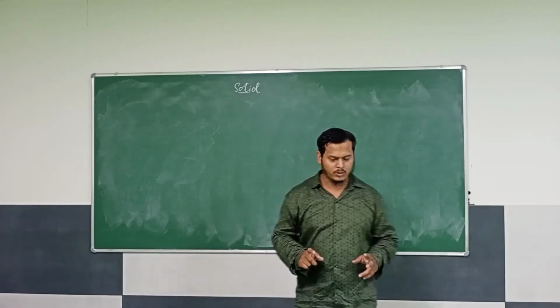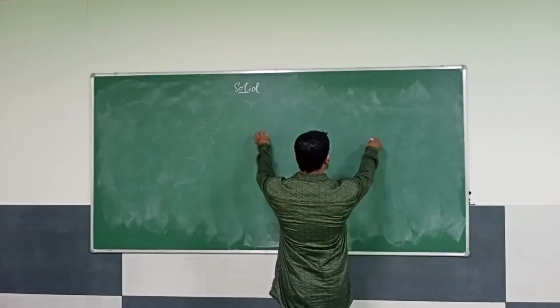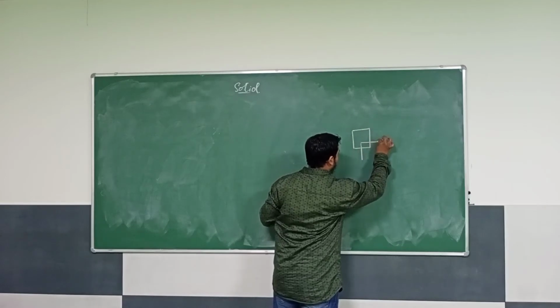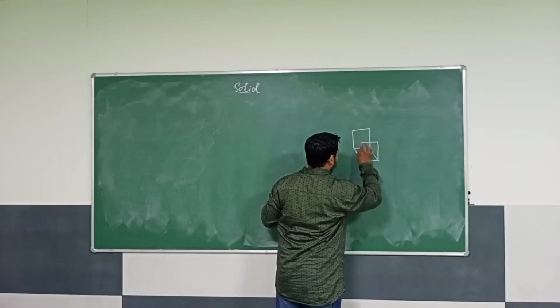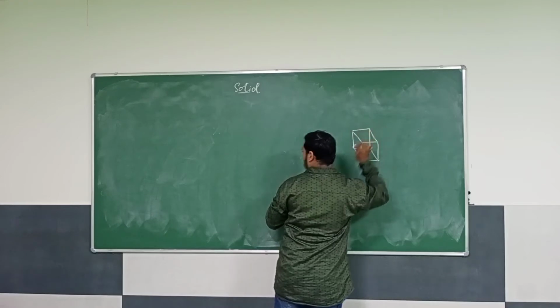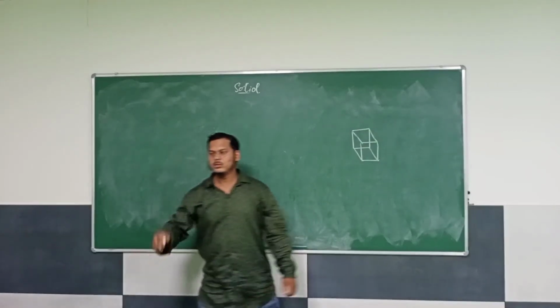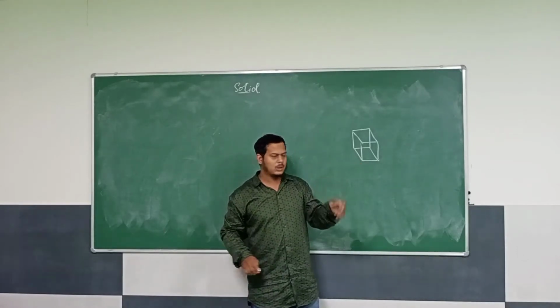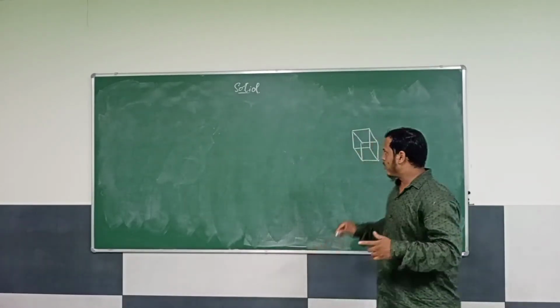First of all, you should learn what a body centered cube is. It is very important. Body centered means we will be having one cube, and we know that a cube has 8 corners.